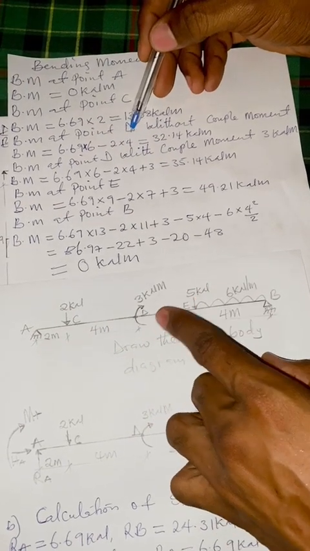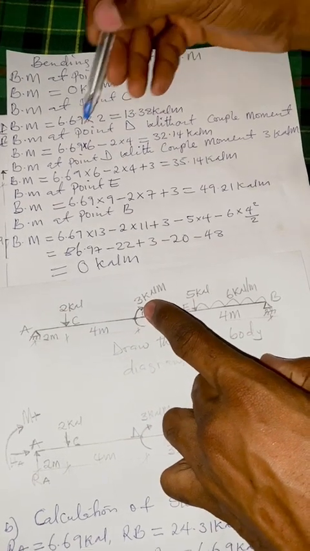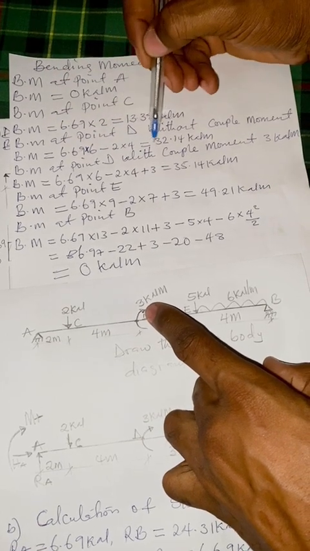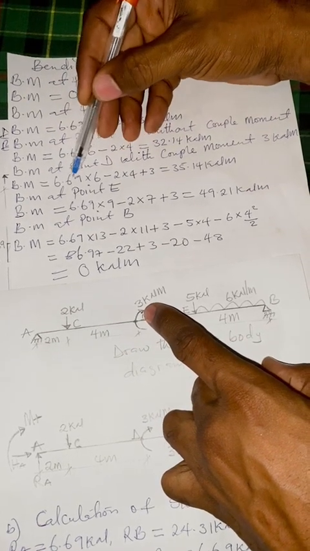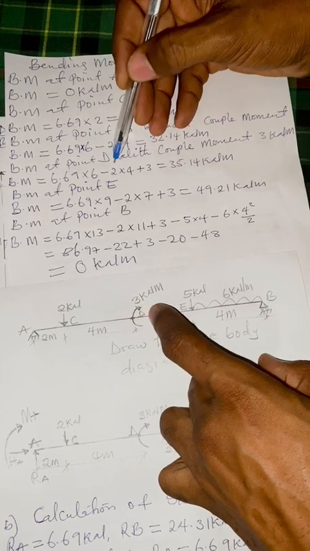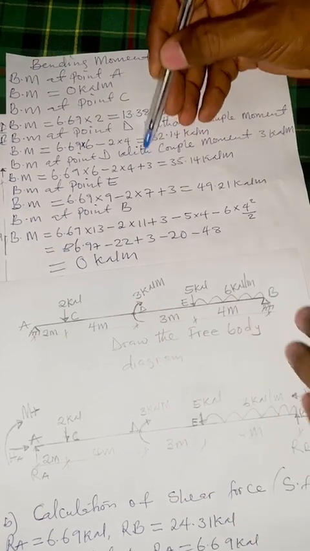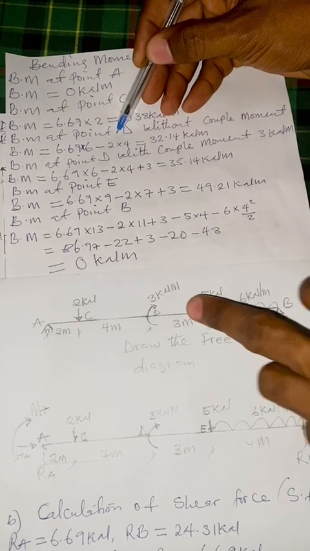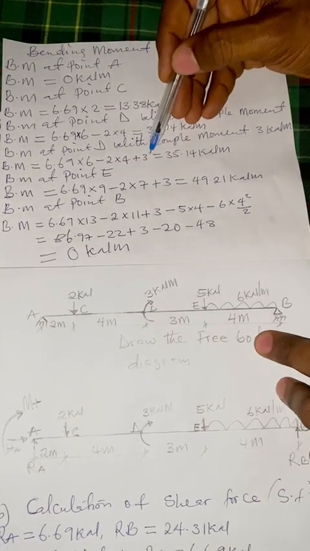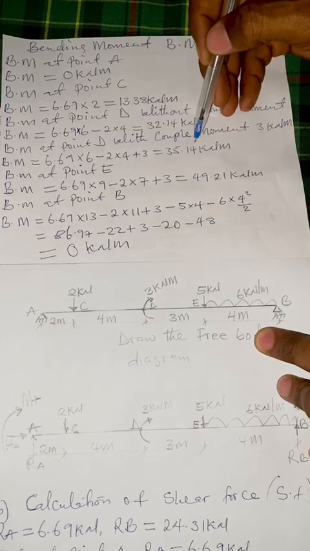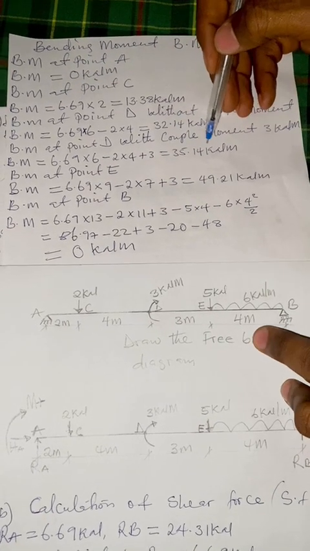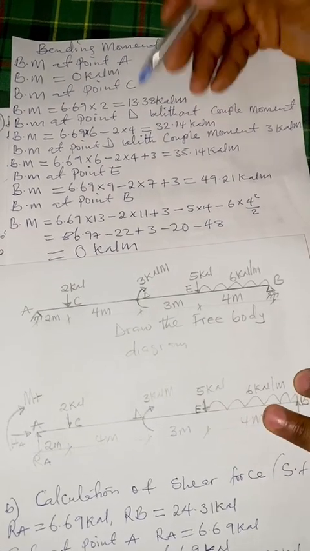If you check, we are not including our couple moment. So the next step is to include the couple moment, which is 6.69 times 6 minus 2 times 4 plus the couple moment. That is the difference between the first point D and the second point D. So we'll be having 35.14 kilonewton meter. The changes will be reflected in the bending moment diagram.